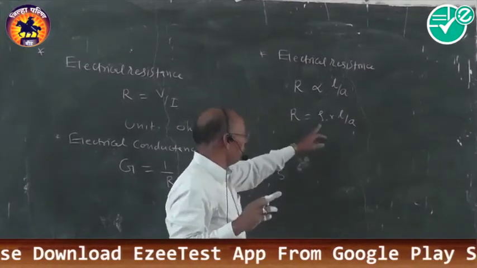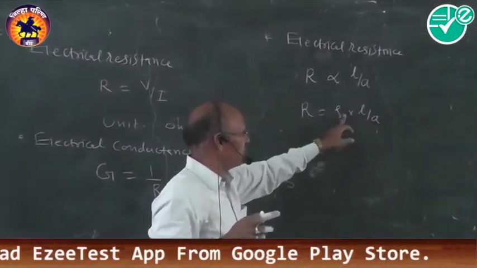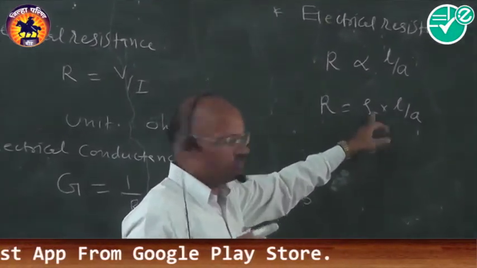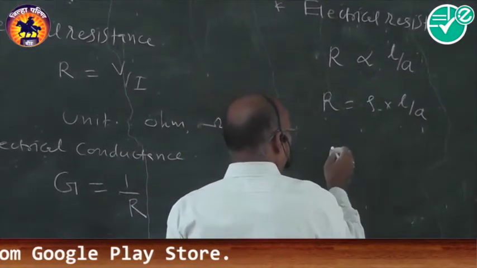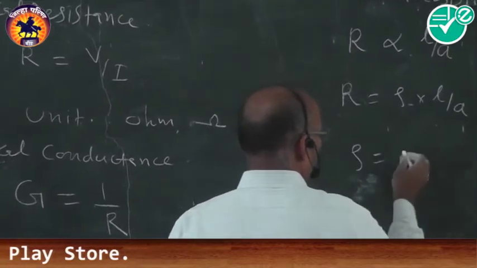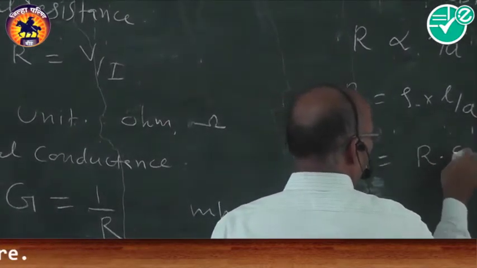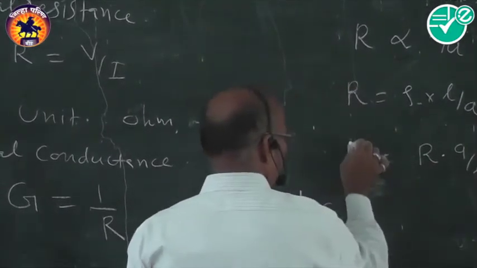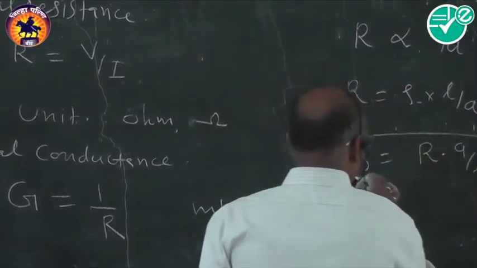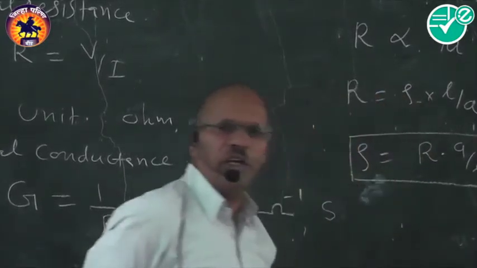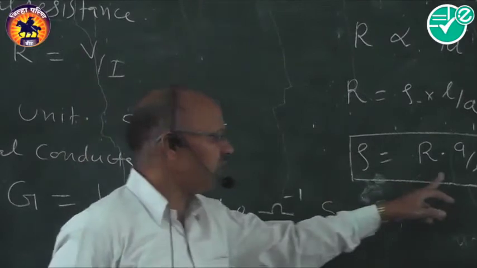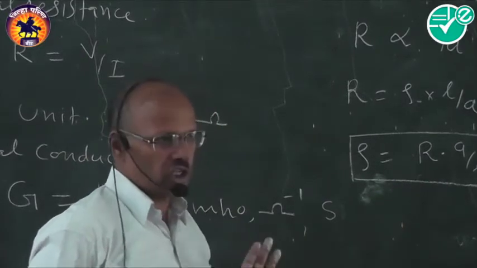Now in this particular case, if you replace this constant R into L by L, I am interested in shifting the equation for rho. So rho is given as the resistivity. Rho is equal to R into A by L. I will specify here this equation. It is generally called the electrical resistivity. This equation is nothing but electrical resistivity.